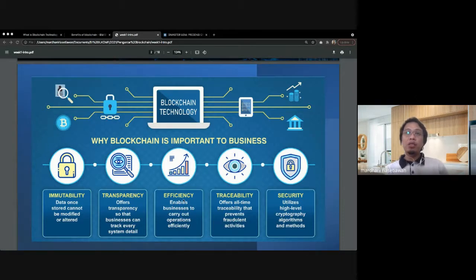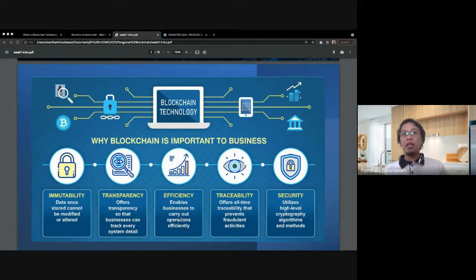And then the third is efficiency, because the blockchain has the opportunity to enable businesses to carry out operations efficiently. Especially in businesses that need very detailed and complex processes, like supply chains, healthcare, banking systems, or maybe telecommunication systems, where the transactions are huge every second, for example, and oil and gas. So they really need to have efficiency.